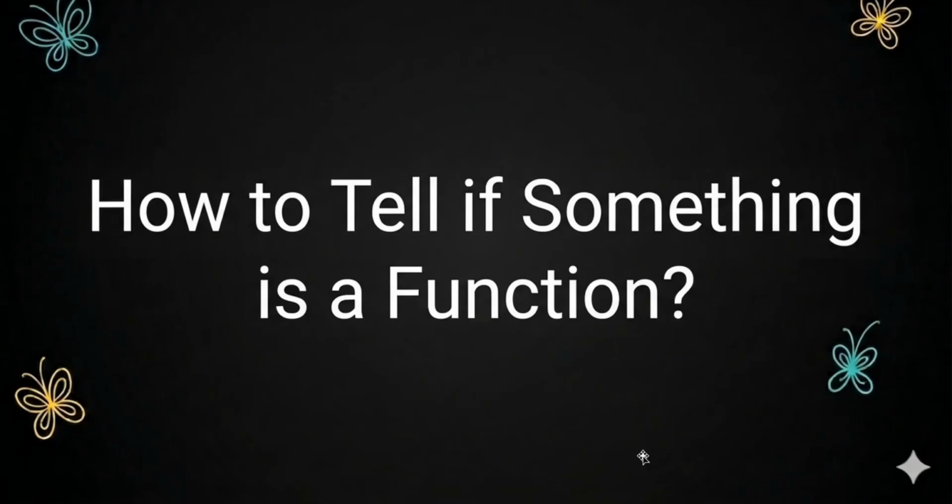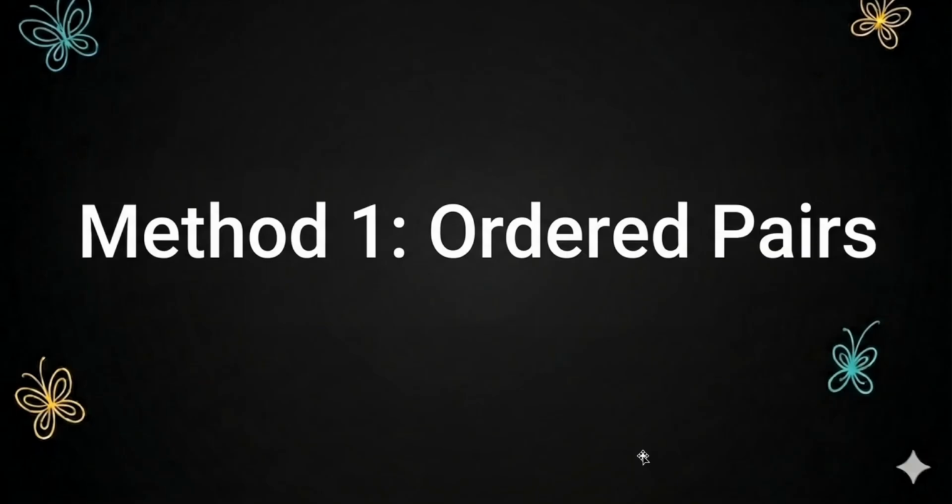There are three ways you'll be asked to check if something is a function. You'd be asked through ordered pairs, graphs, and equations. So let's go through each one of them one by one. So the first method is looking at ordered pairs.